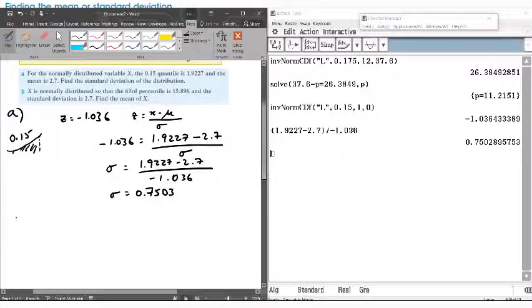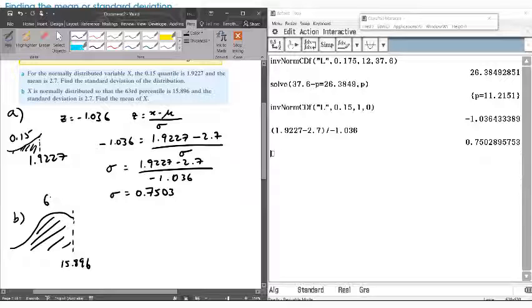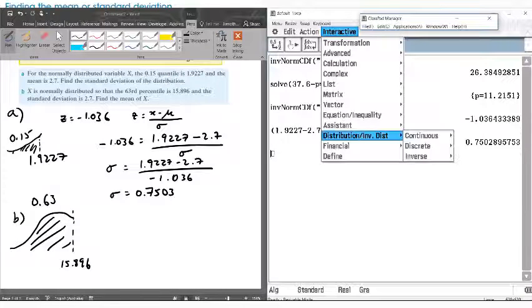All right, we can do some more things. B. X is a normally distributed variable so that the 63rd percentile is 15.896 and the standard deviation is 2.7. So up to some certain point, 15.896. Same thing, we want it to equal 0.63.